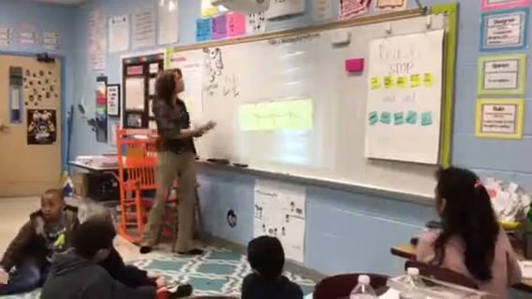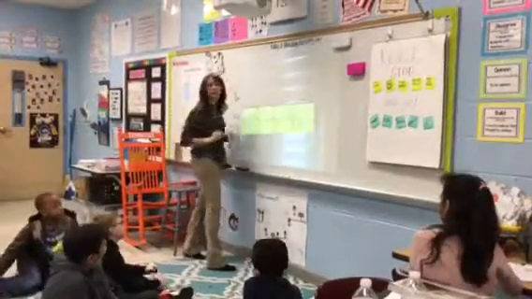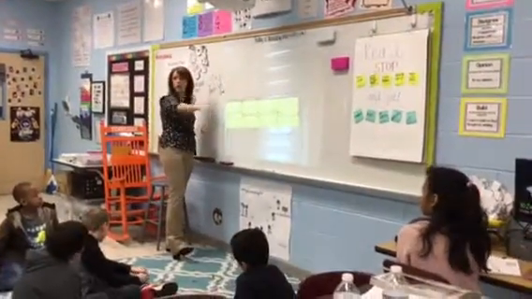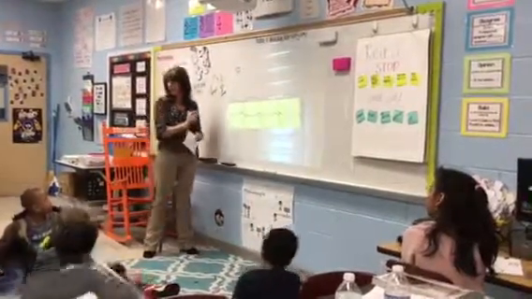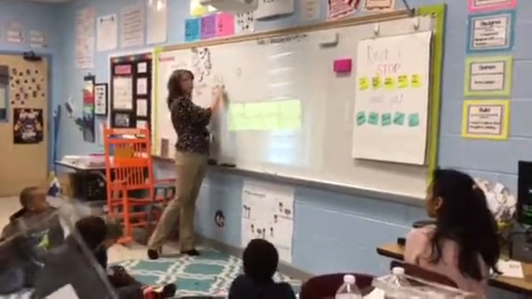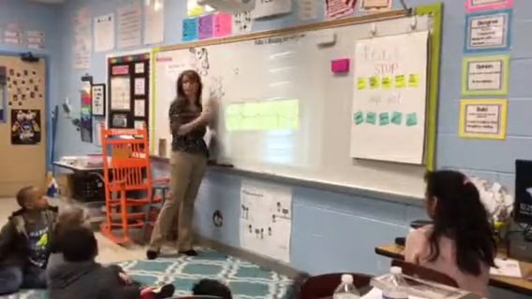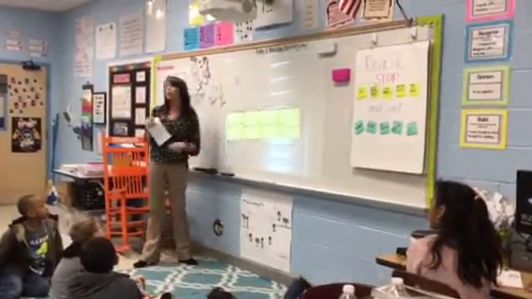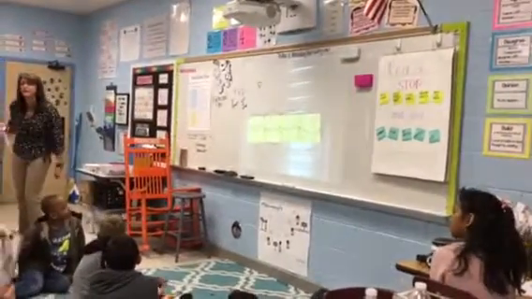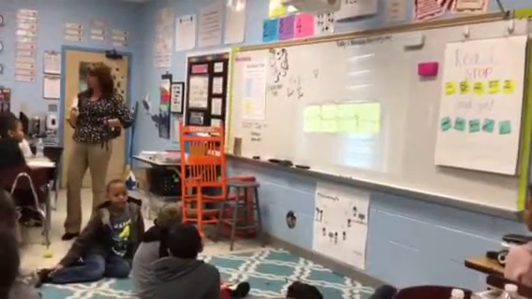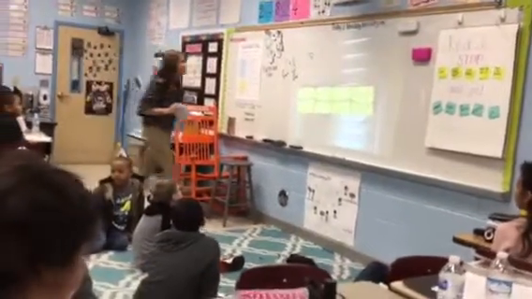2 wholes. 2 wholes, because how many fourths do I have here? 4. Total of 8. 8 what? 8 groups of a fourth, but what size are my groups? 1/4. What part of a fraction tells you the size of the group? The denominator, that's right.